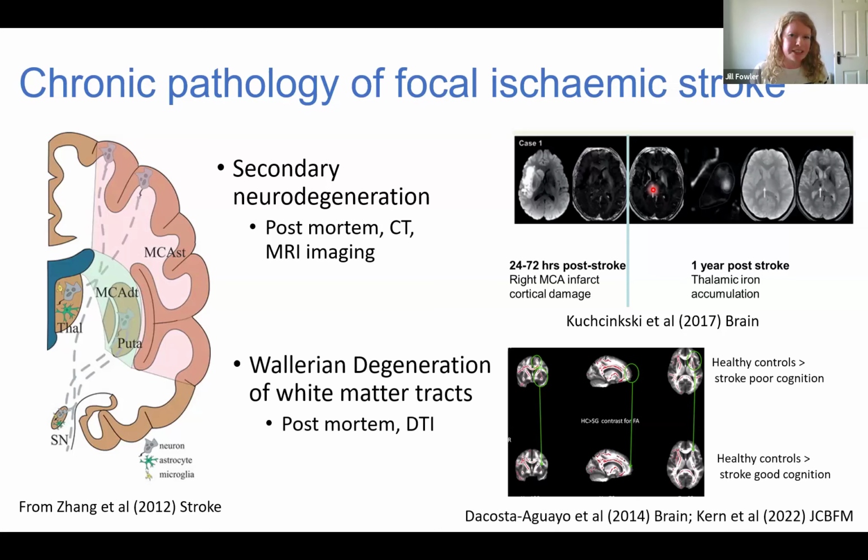Similarly, other imaging studies with diffusion tensor imaging have shown that there can be altered white matter integrity, which spreads to the contralesional hemisphere and can be associated with poor cognition in the months after a stroke. Individuals who don't have these changes in the contralesional hemisphere tended to have better cognition in the period after the stroke.